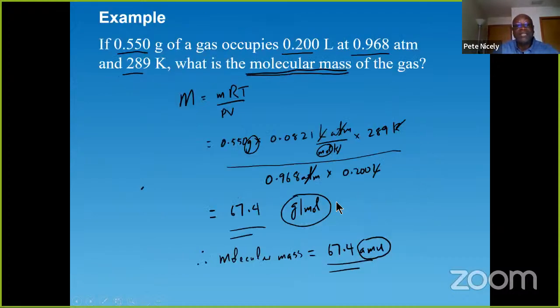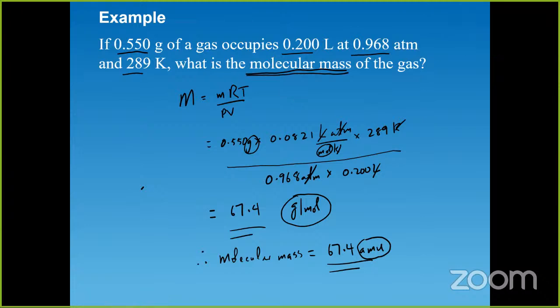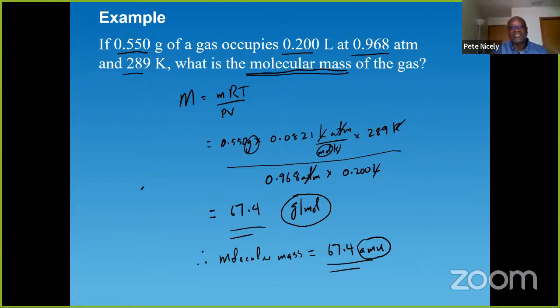Okay, so here is an example utilizing what we just learned. These writings were done before because I was recording a video using this example. So the question says, if 0.550 grams of a gas occupies 0.200 liters at 0.968 atmospheres and 289 Kelvin, what is the molecular mass of the gas? Now, let me just remind you of something that we talked about in chapter 3. Remember that the molecular mass of any substance is the same as the molar mass. The only difference between them is the units, but numerically speaking, they're the same.